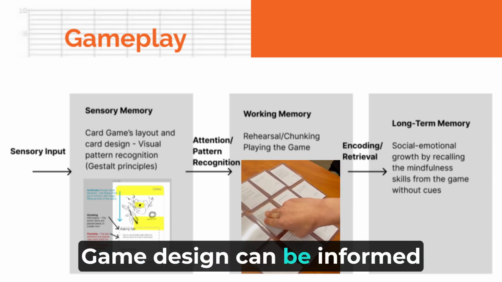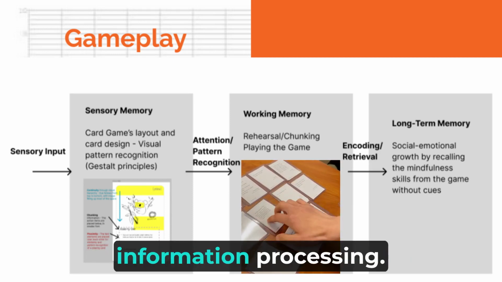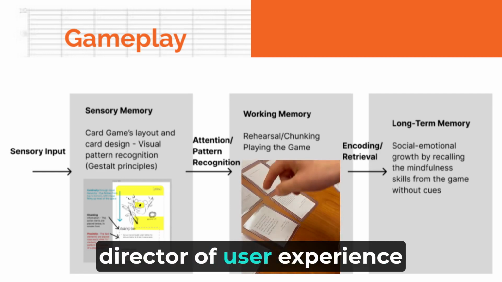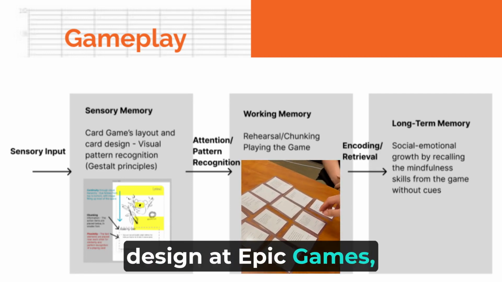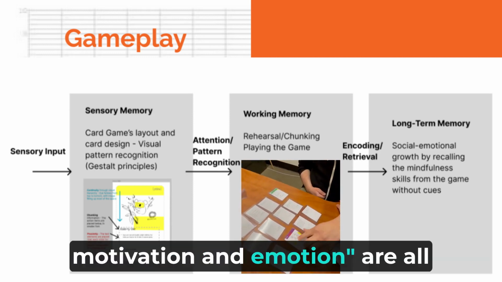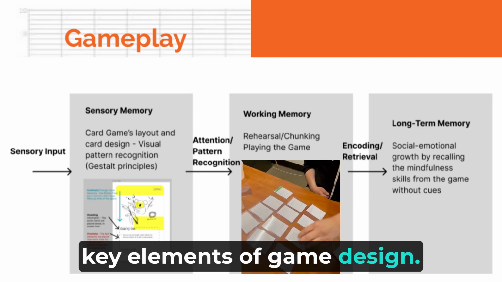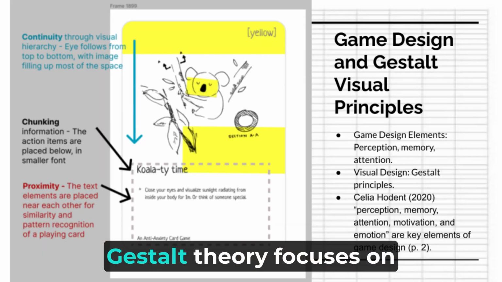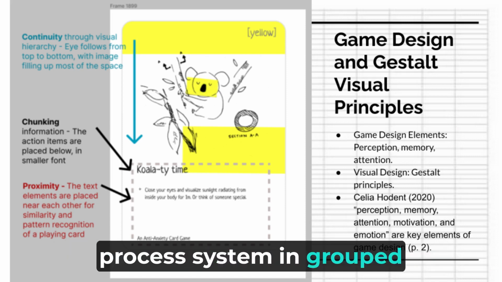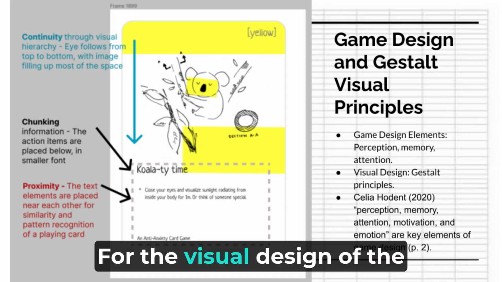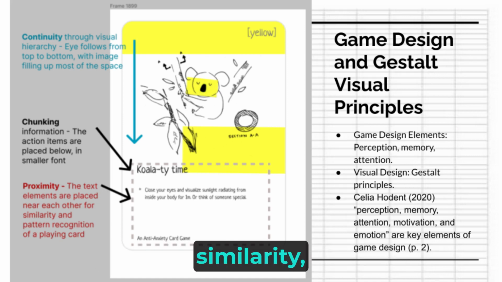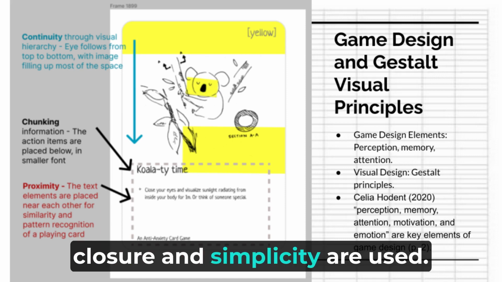Game design can be informed by elements from cognitive information processing. Celia Hodent, a psychologist and former director of user experience design at Epic Games, cites that perception, memory, attention, motivation, and emotion are all key elements of game design. Gestalt theory focuses on organizing information as humans process them in grouped and organized ways. For the visual design of the anti-anxiety card game, the principles of proximity, similarity, closure, and simplicity are used.